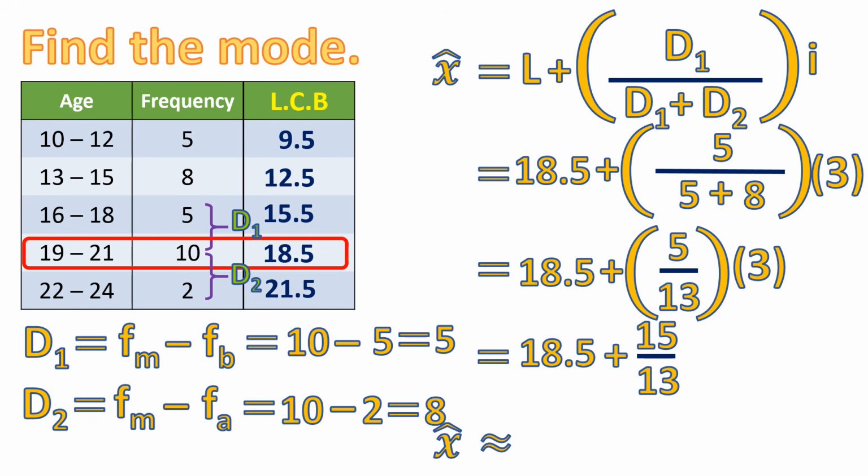actually approximately, because the real answer is very long and we will round off. So every time you round off, you use the symbol approximately equal to, because it's not the exact value. It's approximately equal to 20.38. So it means that the most repeating age is approximately equal to 20.38 years old.